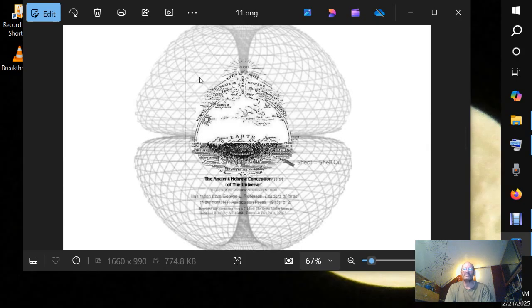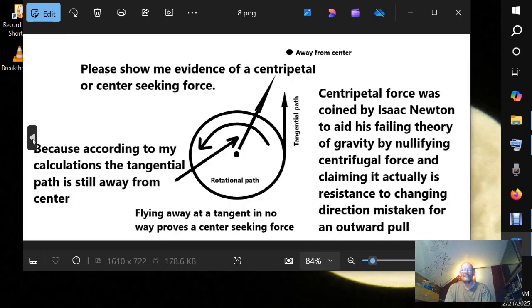This is part of my cosmology thing here, but this is not really applied right now. So yeah, so there you go. A tangential path is still away from center. It in no way shows centripetal force to be real.